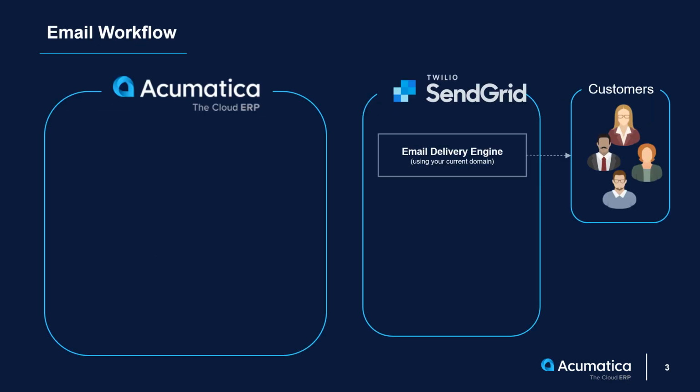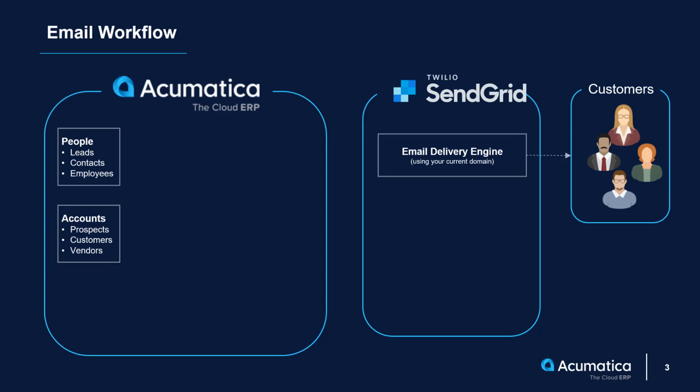Initiate email inside Acumatica and utilize SendGrid's email delivery engine to reach your customers. Planning and communication is easy because Acumatica has a record of your contacts and accounts with their purchase history, AR status, and more. This allows you to build dynamic marketing lists so you can send informative and actionable email that customers and prospects really want.